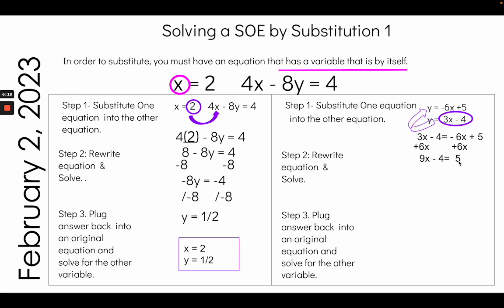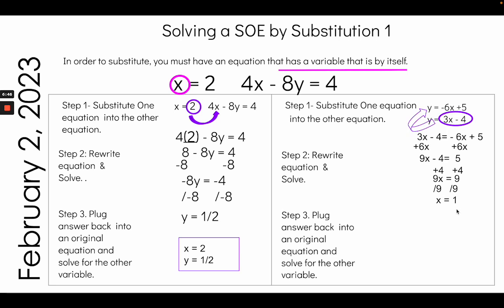Again, we're at the point where we can do a two-step equation. I'm going to get rid of the constant, so I'm going to move that 4 over by adding 4 to both sides. What I have left is 9x equals 9. I want x by itself, so I'm going to divide both sides by 9. X equals positive 1. Now here, we've solved for one variable. And we know that when we're doing systems, we need two answers. We need an x answer and we need a y answer.